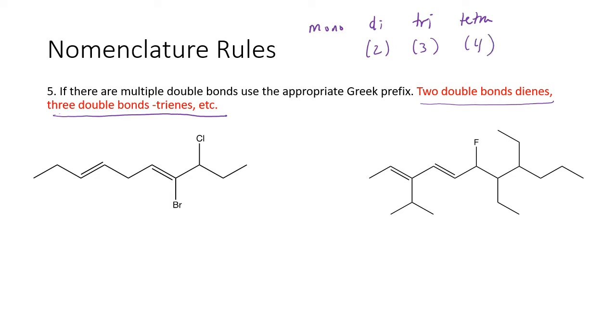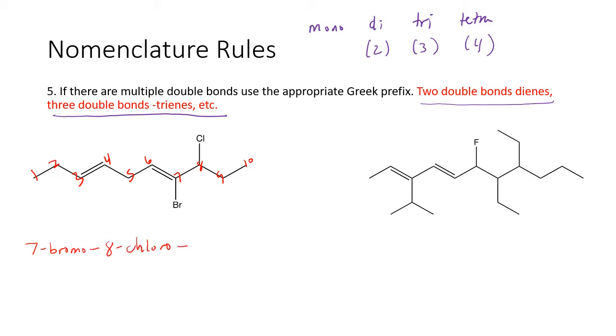So now let's do these 2 examples and put everything we've learned together so far. Starting with the one on the left, we want to start numbering so that our double bonds get the lowest number possible. And we're going to start numbering from the left-hand side for that. So 1, 2, 3, 4, 5, 6, 7, 8, 9, 10. We got 10 carbons in our chain here. And so in ABC order, we're going to have 7 bromo, 8 chloro.